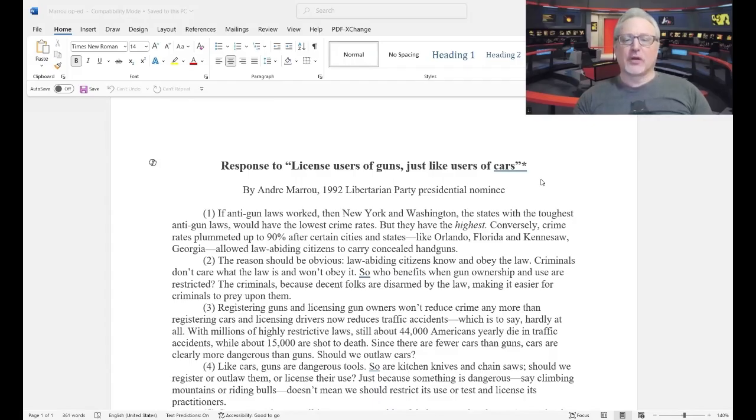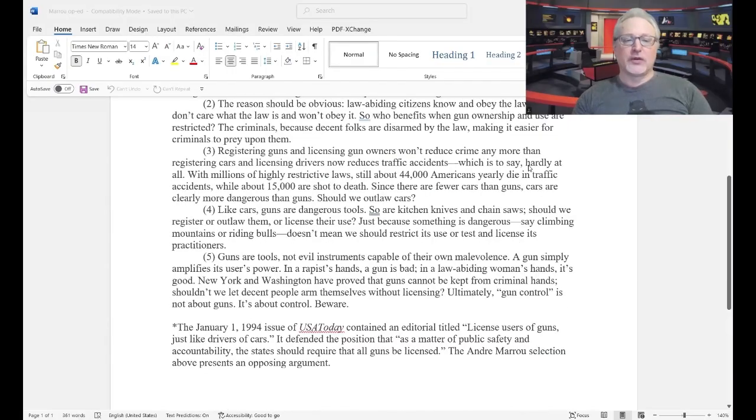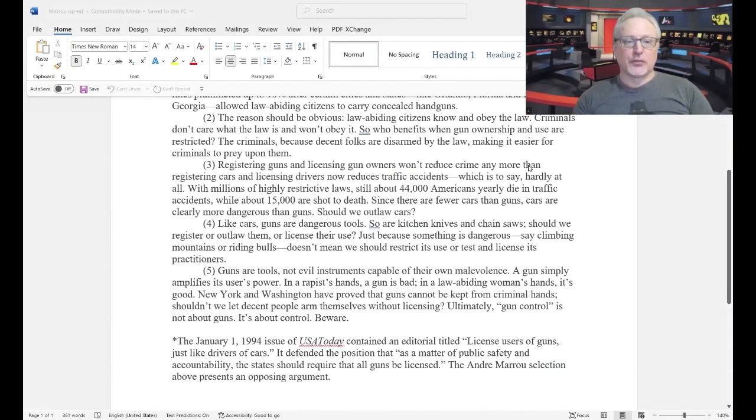Where was it published? Well, there's this helpful little footnote down here. I'll read it out. "The January 1st, 1994 issue of USA Today contained an editorial titled 'Licensed Users of Guns, Just Like Drivers of Cars.' It defended the position that, quote, as a matter of public safety and accountability, the states should require that all guns be licensed, unquote. The Andre Marrou selection above presents an opposing argument."